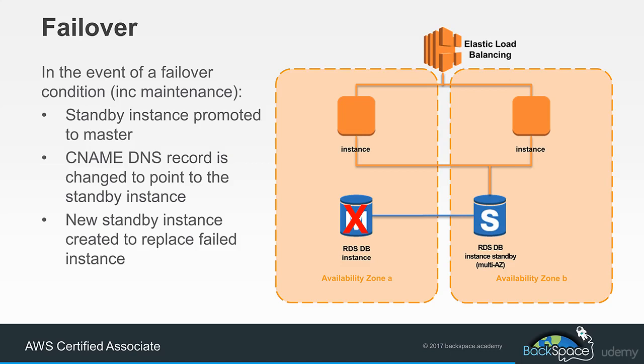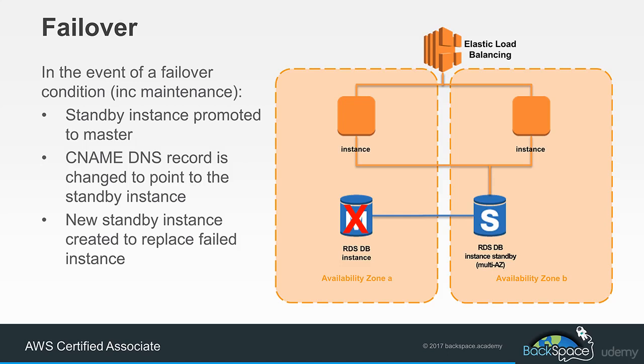So the first thing that happens is that after the master database is taken out, the standby instance gets promoted to the master instance. So that S on the standby will become an M. It will become the master database. And to enable the routing of traffic through to that new master database, the CNAME record is changed to point to the promoted standby instance. So that enables a very quick changeover from one to the other. It's done completely with DNS records to swap traffic over.